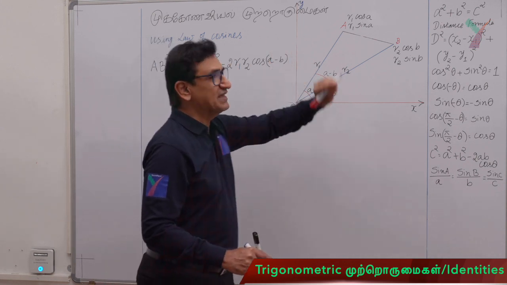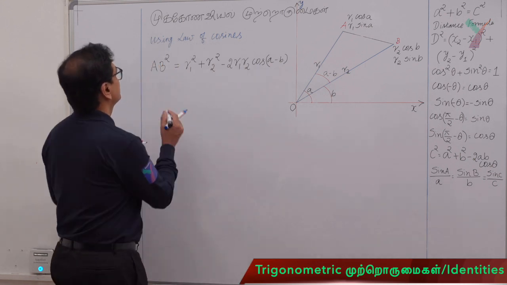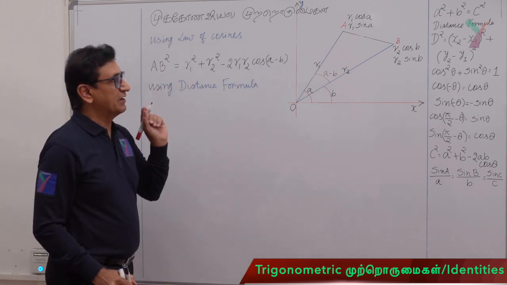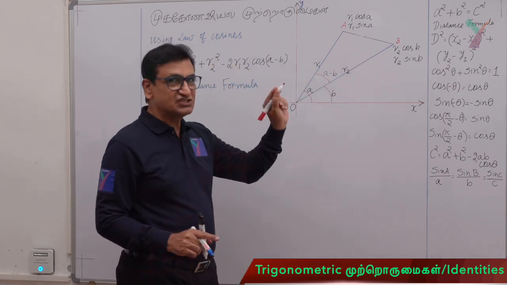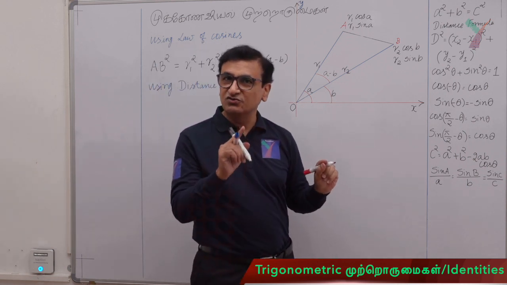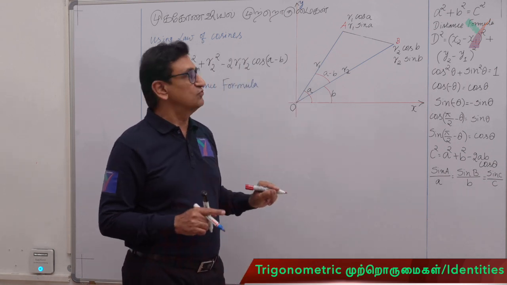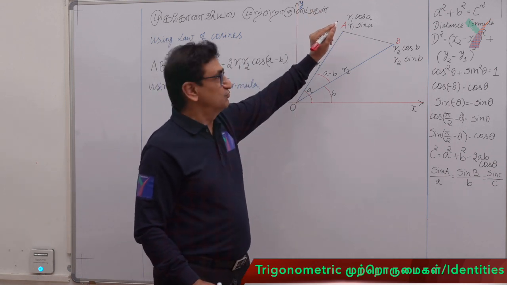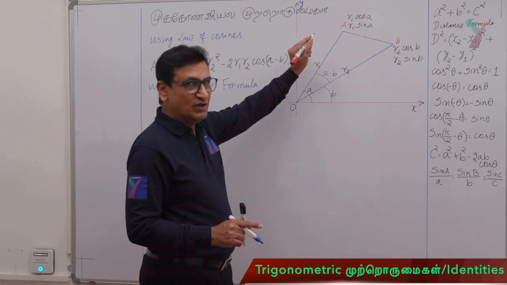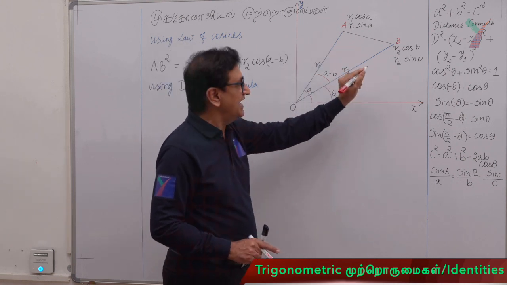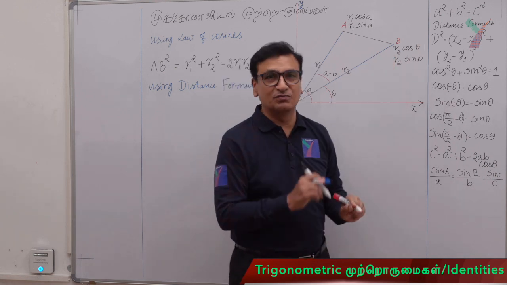அடுத்தது the same AB distance நம்ம வந்து distance formula யூஸ் பண்ணி எழுத போறோம். Okay, distance formula, the distance square would be x2 minus x1 the whole square plus y2 minus y1 the whole square. In the point A and B la x1 x2 y1 y2 என்ன? x1 x2 would be r1 cos A and r2 cos B. Similarly, y1 y2 will be r1 sin A and r2 sin B, and we are going to plug it into this distance formula.